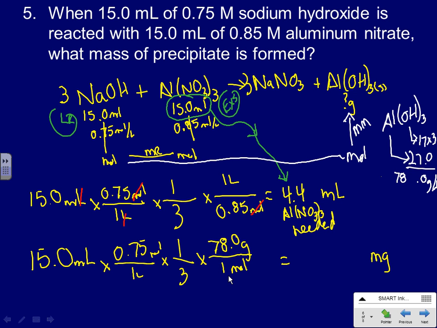So be aware, molarity is a little different of a unit. It's so many moles per liter, where a molar mass is so many grams per mole. So you've got to deal with them a little differently.